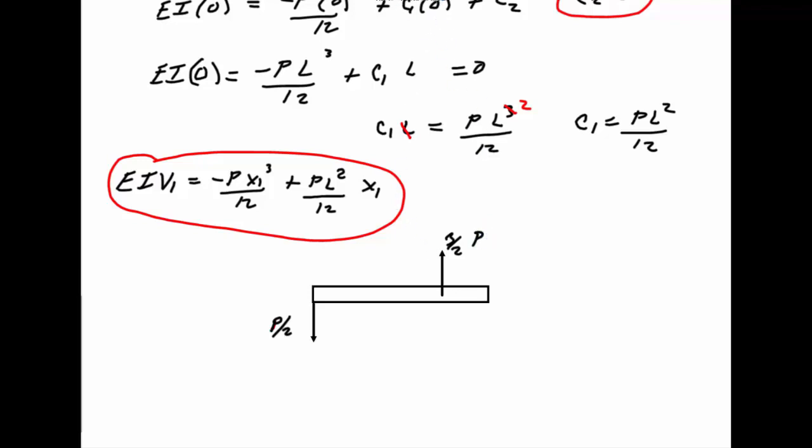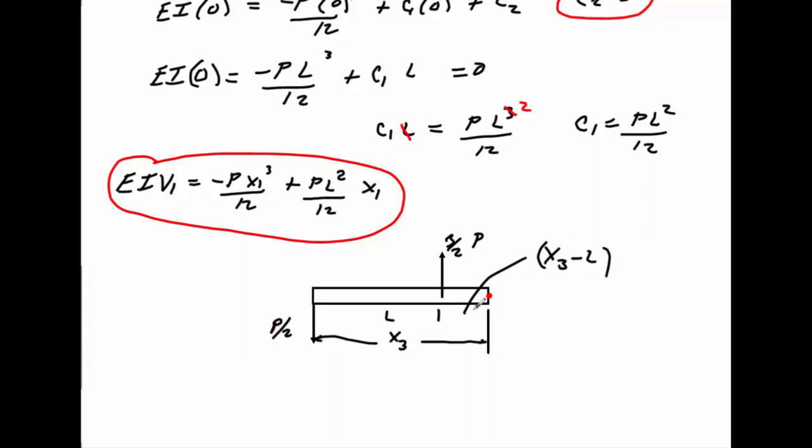So now what we're going to do is take a moment around this distance right here. Slide this over here. Well, this distance here would represent X3. We know this distance is our L, so this distance here would represent X3 minus L. Okay, now we'll take a moment at this point here.